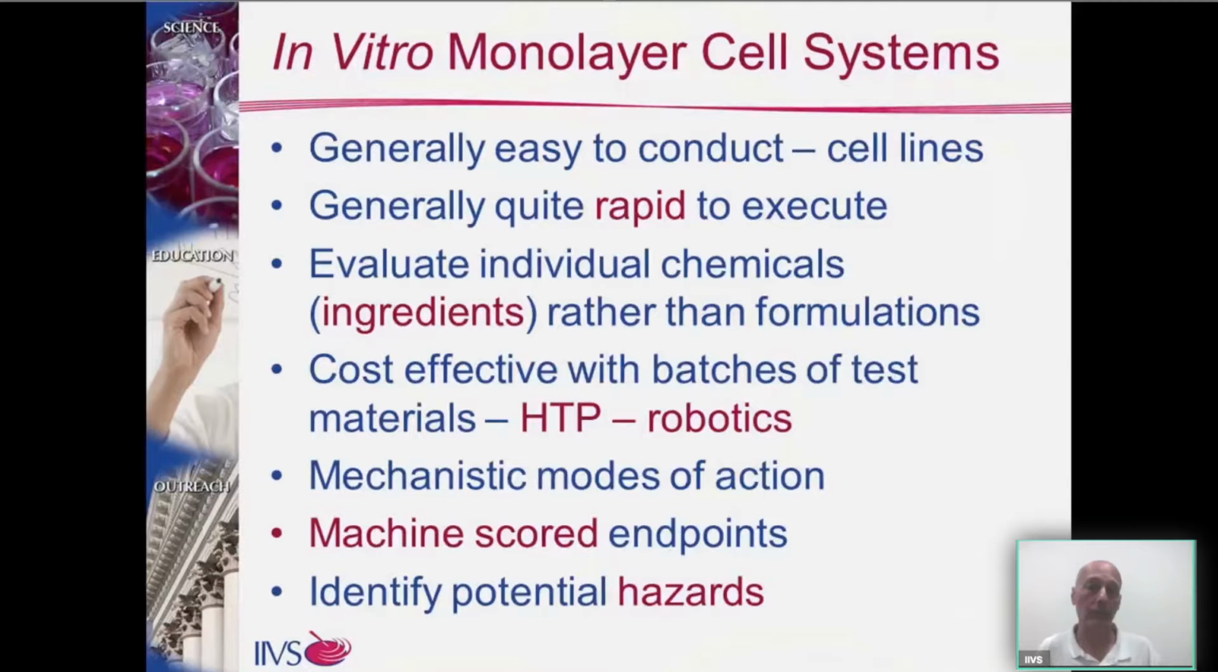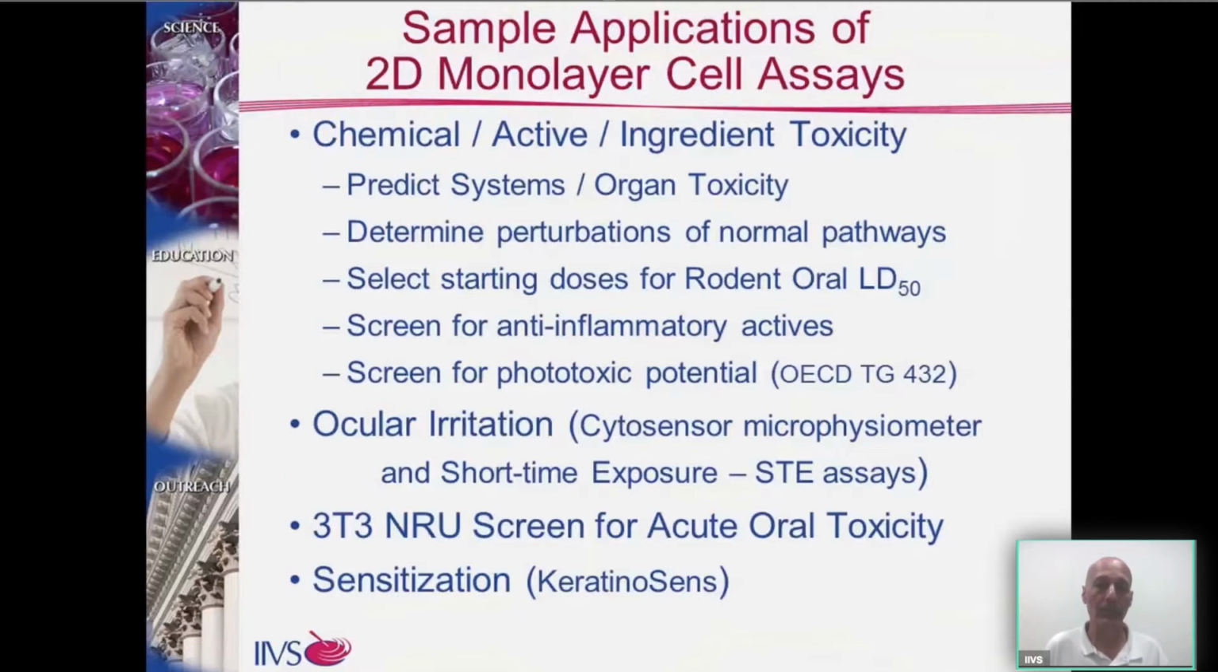Some sample applications of these 2D monolayer cell systems include evaluating chemical or active ingredient toxicity. There are some applications used to predict systemic or organ toxicity. Typically under the Tox21 concept, they're designed to determine perturbations of normal pathways, early markers of changes in cells after exposure to chemicals. An application was validated for selecting starting doses for rodent oral LD50 studies, and there are a number of other approaches to be taken.